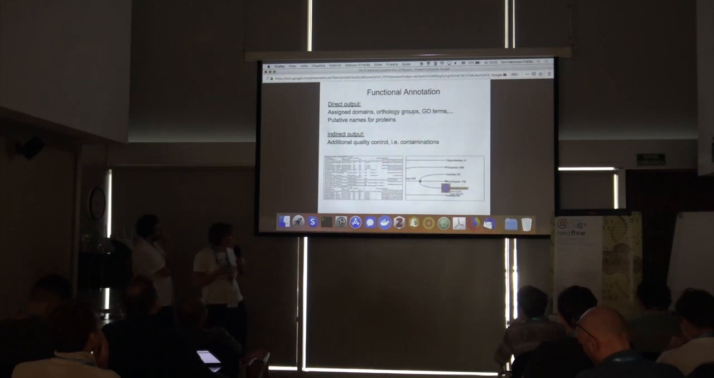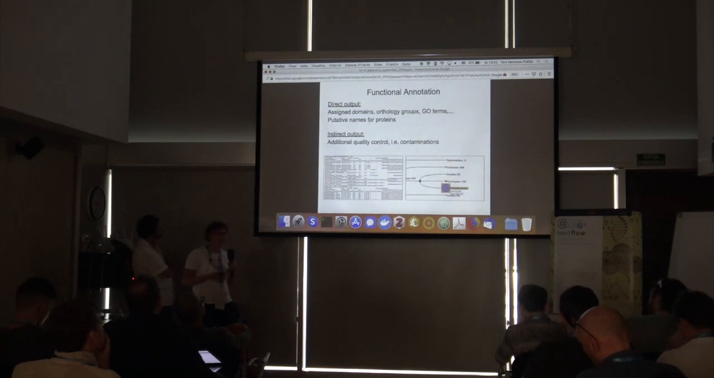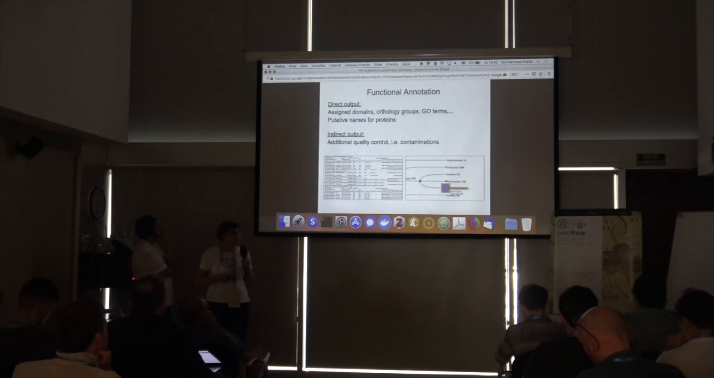So a little bit more about the theory again. From the annotation, there is obviously direct output, and also there is indirect output. With the annotation of the protein, you can detect possible contaminants, for example, that lead to reassembling of the genome and starting the process from scratch, if, for example, you found that some proteins suddenly belong to the wrong taxon. And also, it allows filtering out unnecessary false positive hits from the gene annotation.